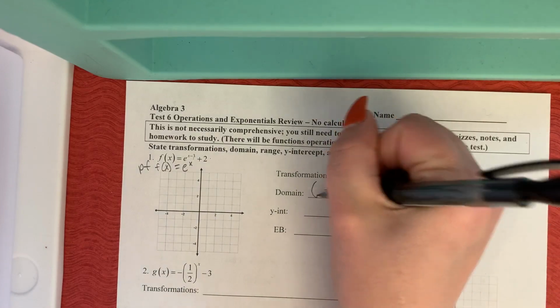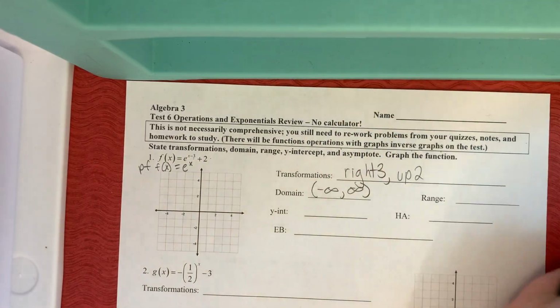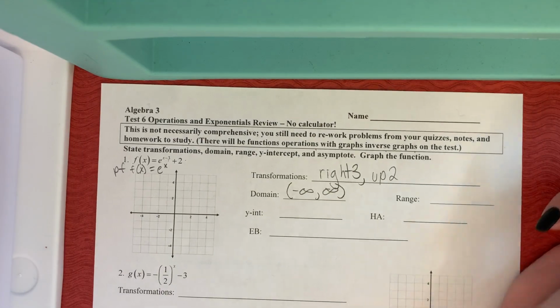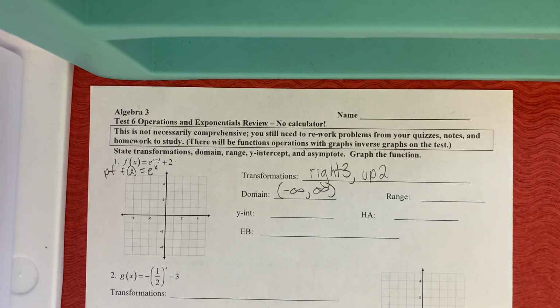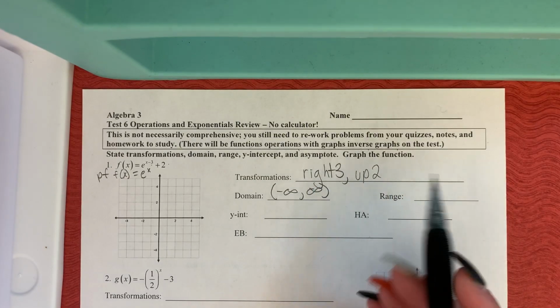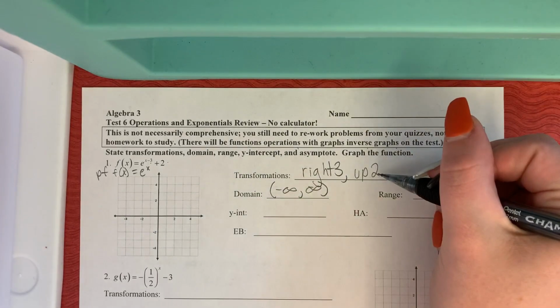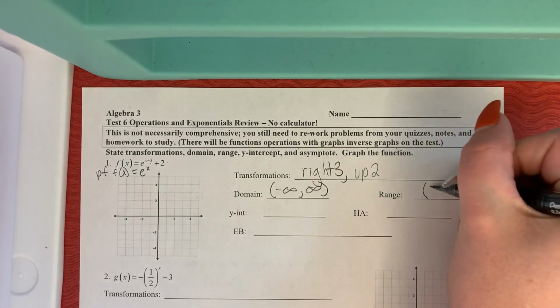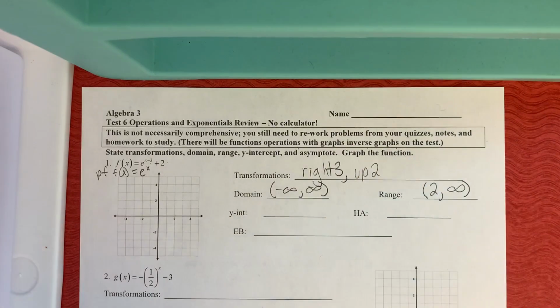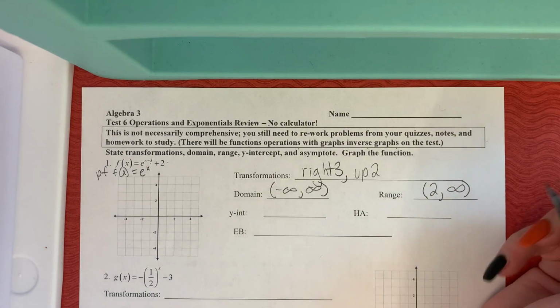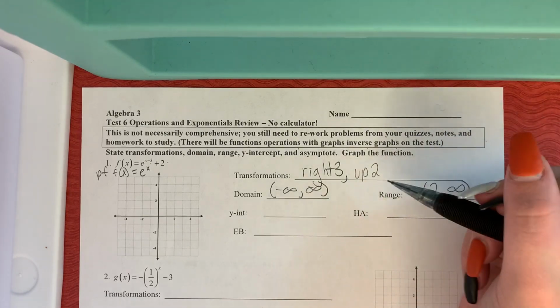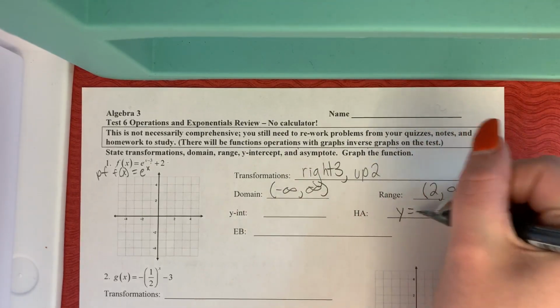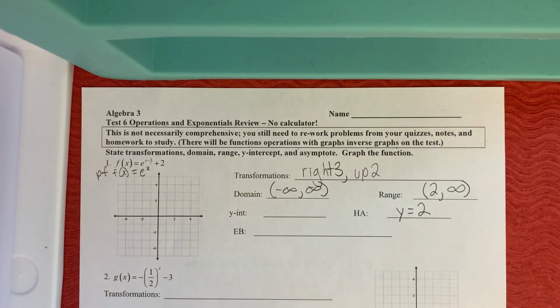Okay, our domain for any exponential is always negative infinity to infinity. And our range starts at 0 to infinity, but it will reflect and shift depending on how our graph is being reflected and shifted. So it starts at 0 to infinity, but because we're going up 2, our range will actually be 2 to infinity. Similarly with our horizontal asymptote, it starts at y equals 0, but because our graph is being shifted up 2, that horizontal asymptote will also shift up 2 and will be y equals 2.